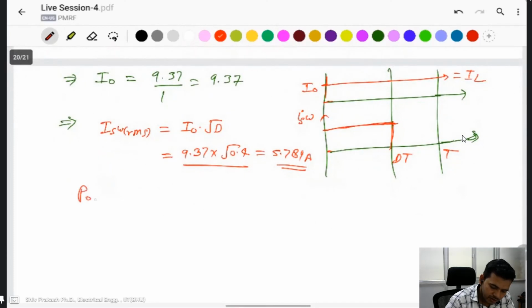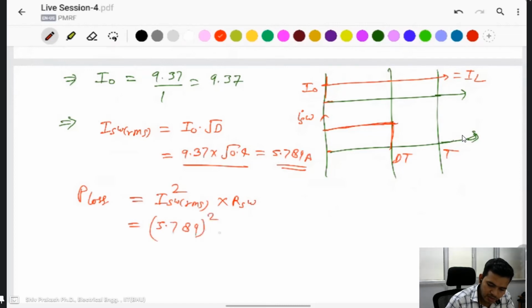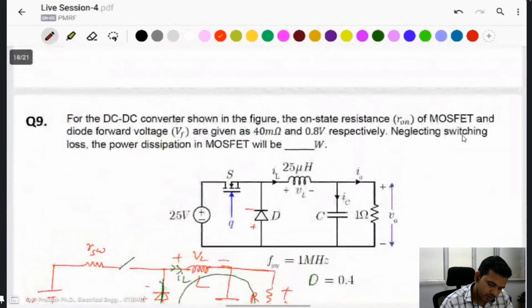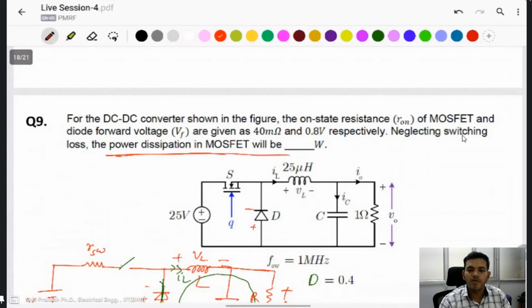Power loss is ISW RMS current square into RSW. RMS given 5.789 square into 0.04 ohm. Calculate this, we find 1.4 ampere. Oh sorry, 4 watt. The power loss at the switch, dissipation means power loss.